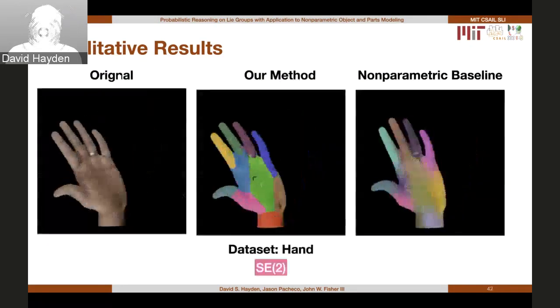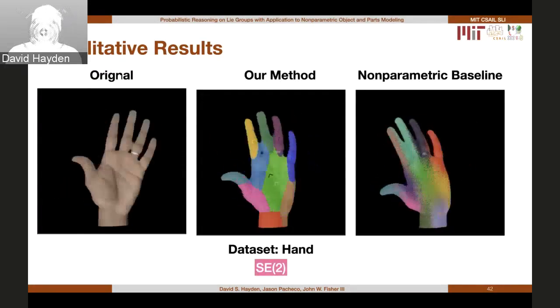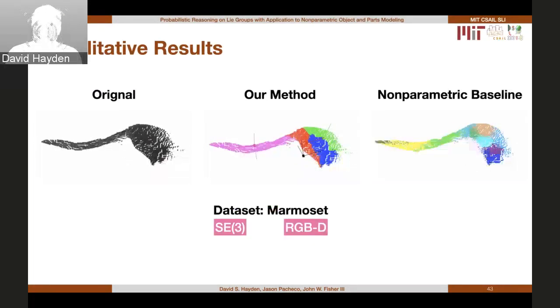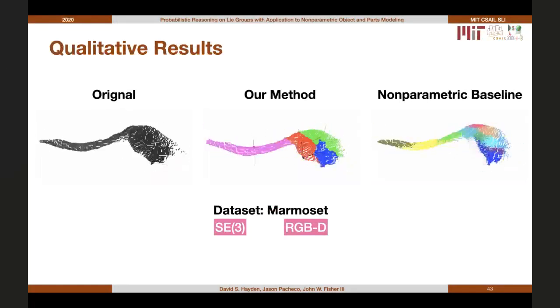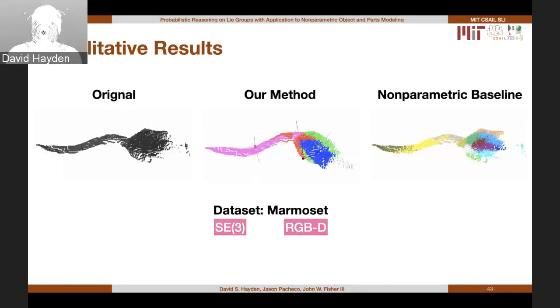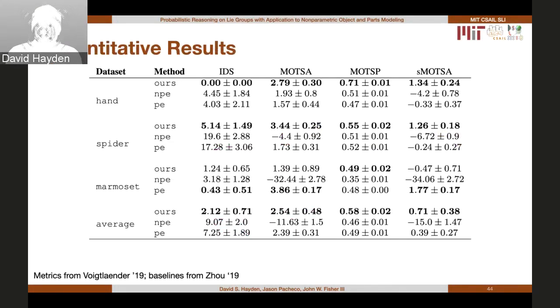The hand is even more stable. You can see that each of the fingers are well separated. The wrist is well separated. This is monkey data with a depth sensor, and you can see that the tail is well separated from the body.